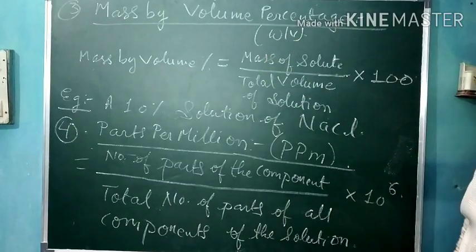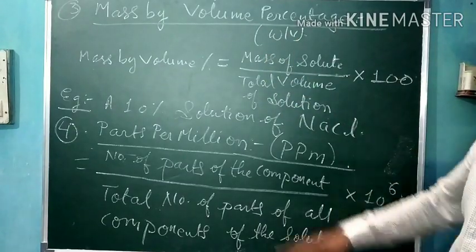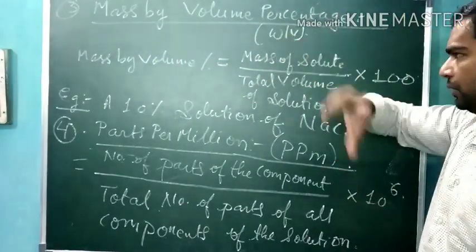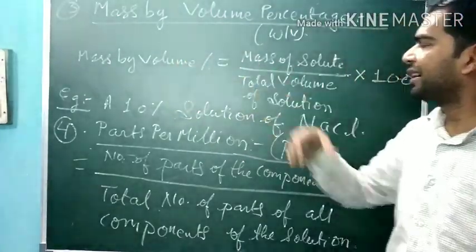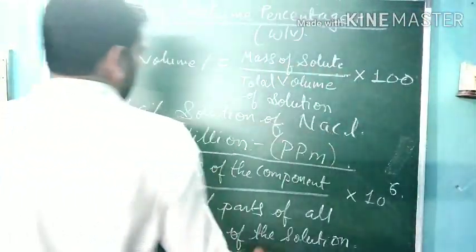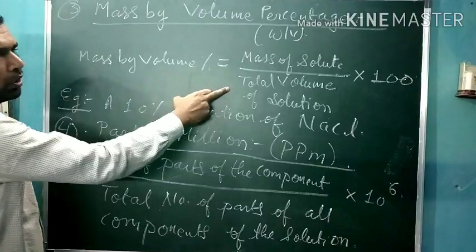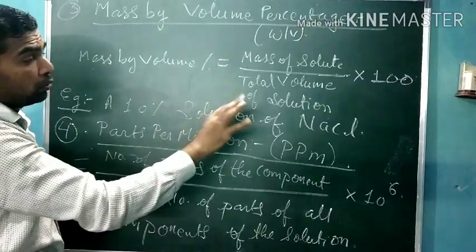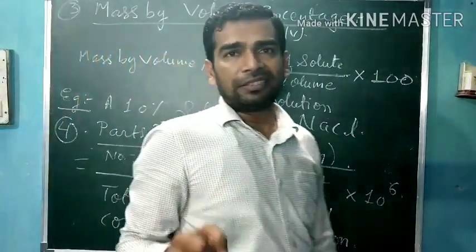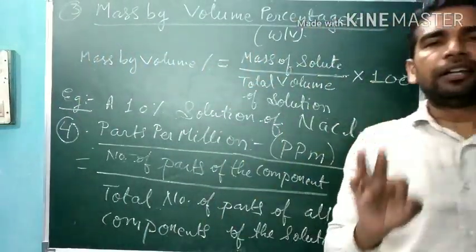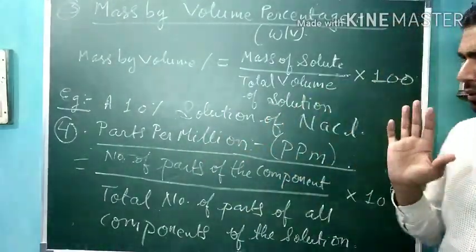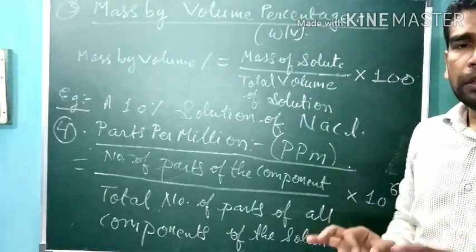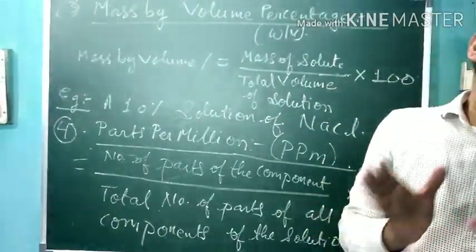We have discussed the first one, the volume percentage, and the mass percentage. Now the third one we are discussing is mass by volume percentage, that is W to V. Here the formula will be mass of solute upon total volume of solution into 100. The example we are taking is a 10% solution of NaCl. That means 10 gram of NaCl is dissolved in 100 gram of solution, that is the water. So for this we are taking the mass by volume percentage, which is used in medicines and pharmacy fields.